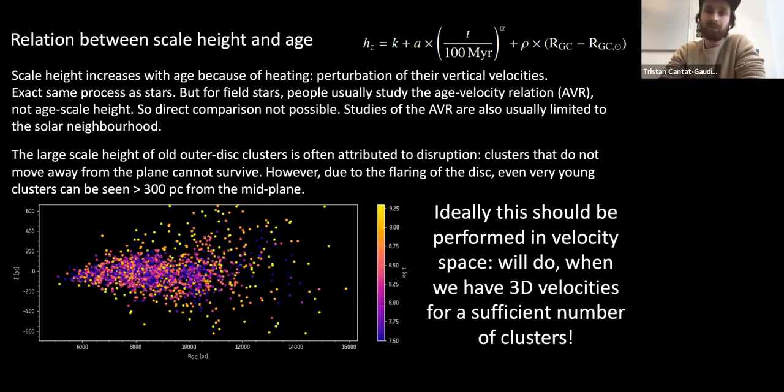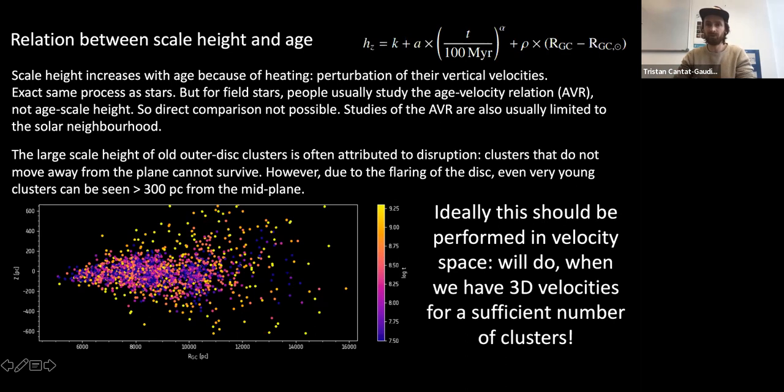We try to be very quantitative and estimate the increase of scale height of the clusters with age. But this is a very complex process, because the scale height of the Milky Way also increases with galactocentric distance. In the outer disk, the scale height is larger because the galactic potential is weaker, there's less mass, so there's more freedom to move up and down. So star formation itself, as you can see, the blue points, the young ones, have a large scale height.